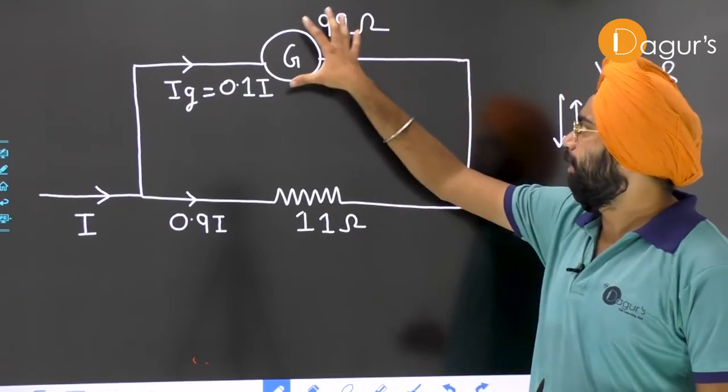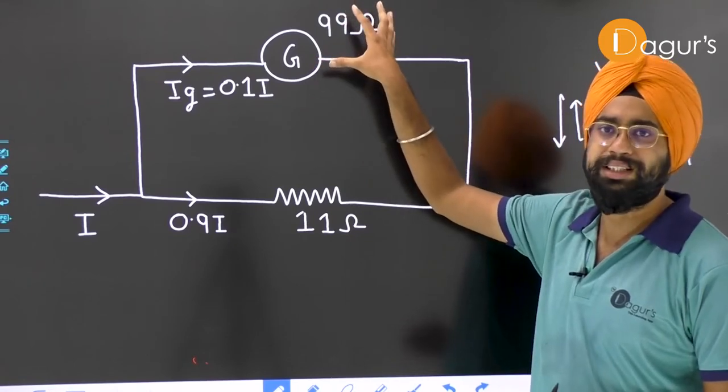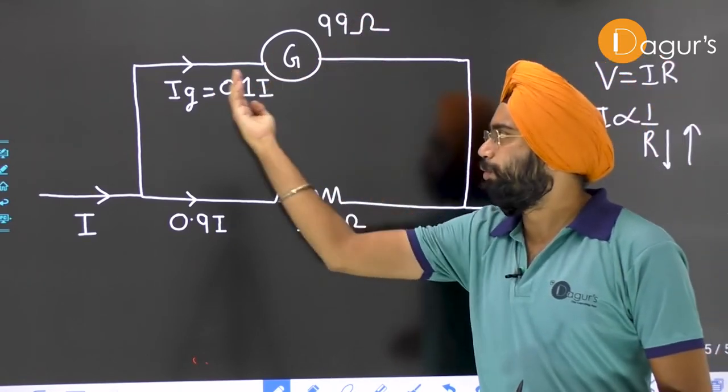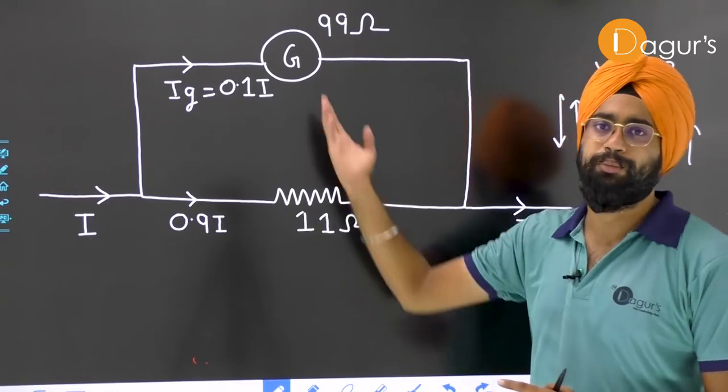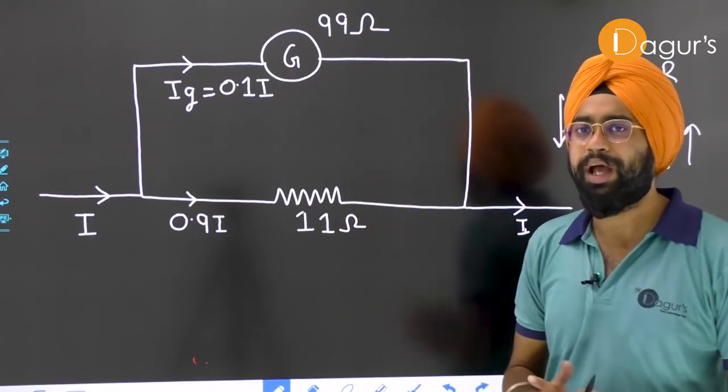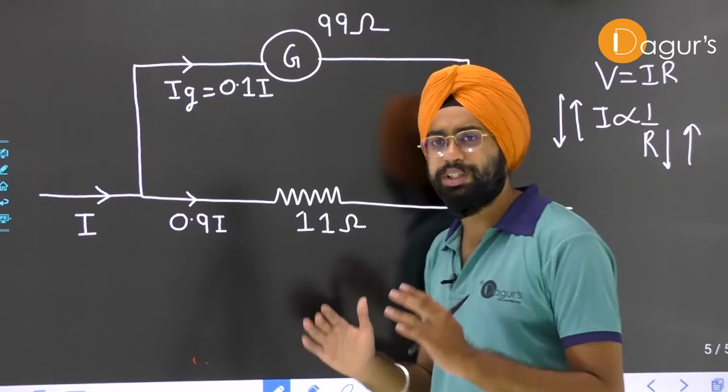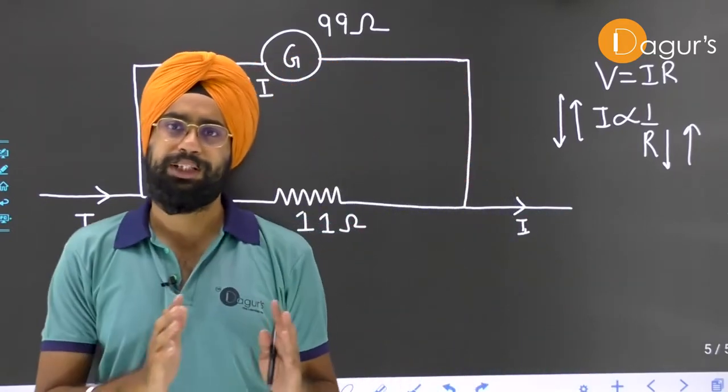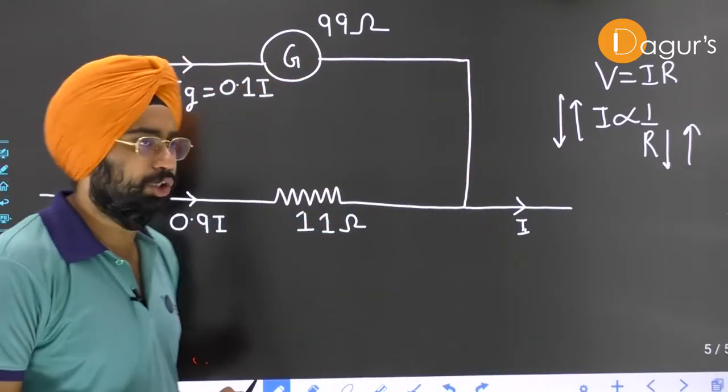Say if the resistance was less than 99 ohm, then more current would have flown through our galvanometer and it could have caused the damage. So, the shunt resistance should be smaller. Practically, the shunt resistance should be smaller.